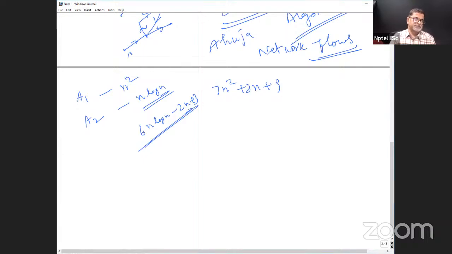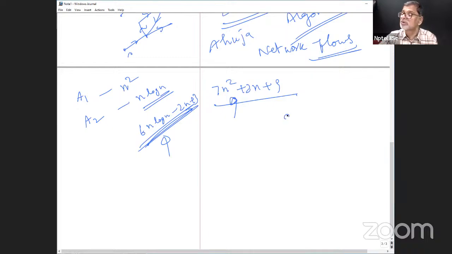Now, how do you compare? When you want to compare 2, which one is smaller, which one is bigger, you have to say, right? So for large n, which one will be smaller, which one will be bigger? Now, if you look at 7n square for large n, this will be way larger than 6n log n. As n becomes larger and larger, this is going to become very large. This will also become large, but that is becoming larger at a rapid rate.